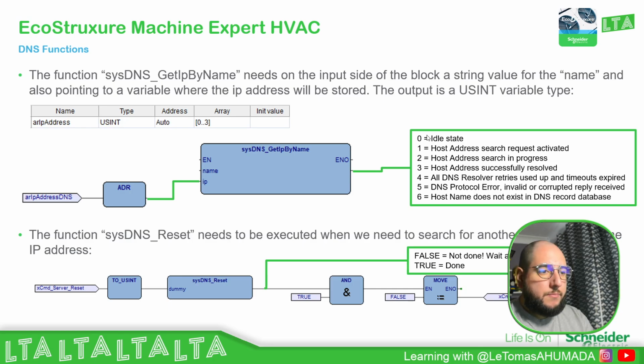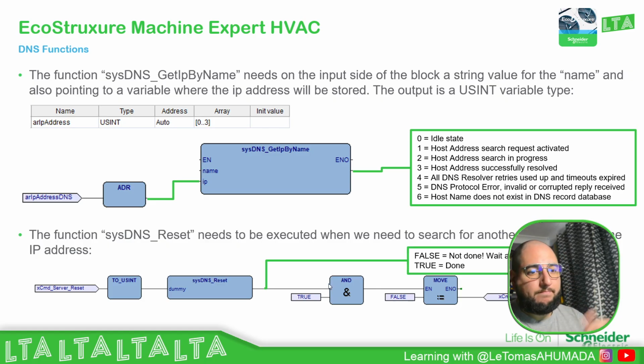Now, for the SysDNS_Reset, as soon as you execute the first one and you want to make another, you just need to execute this one at the bottom. Here for this dummy, in my case, I just use a boolean just to send the command. I change this to unsigned single int so I don't get any kind of warning on the software, and then it just executes and gives me the result. If it's false, it means that nothing happened. If it's true, it means that everything went well.